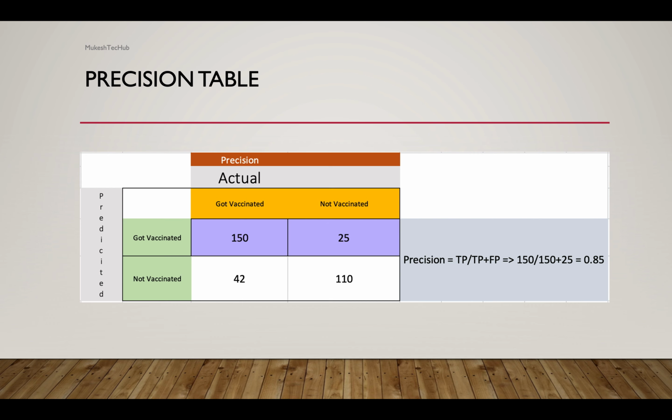So this is the table, guys. Here we can see the actual value and the predicted value. Here we have two scenarios. In the first, people who got vaccinated, and second, people who did not get any vaccine, right? So if I want to calculate the precision, what formula do I have to apply? True positive divided by true positive plus false positive, right? According to this matrix, true positive is 150, divided by 150 plus the false positive, which is 25, right? If we calculate this, we get 0.85, that means 85%, right?